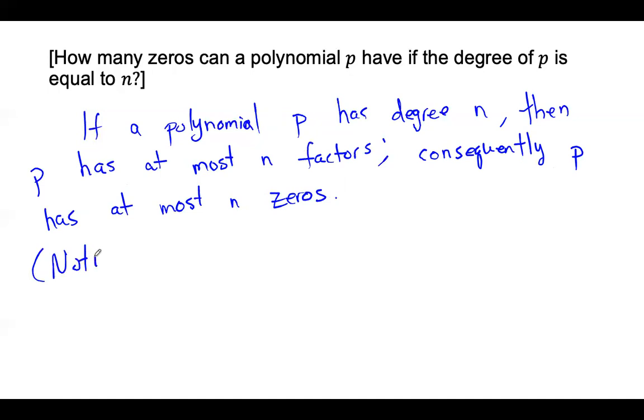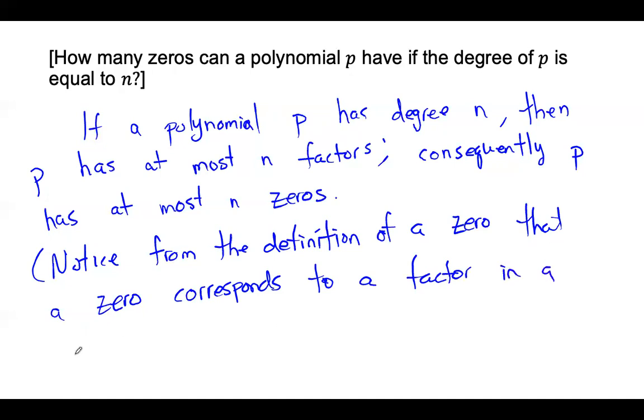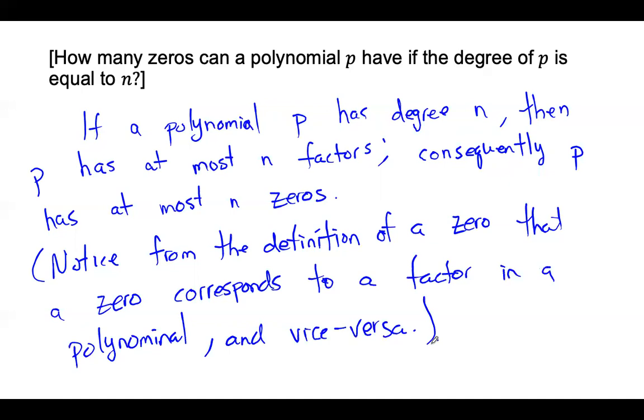So we noticed something from the definition of a zero, that a zero corresponds to a factor in a polynomial, and vice versa. So they're related. It's just a little side note.